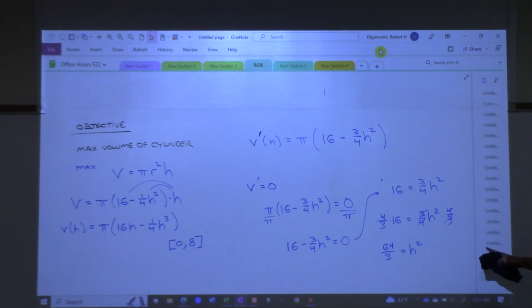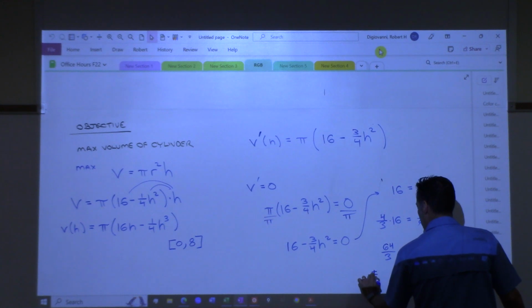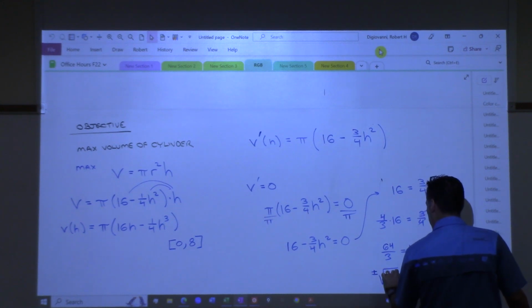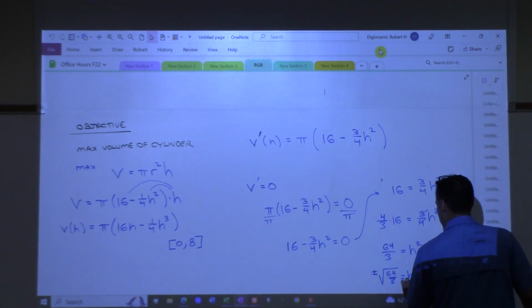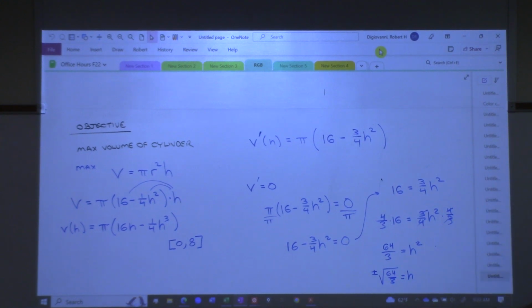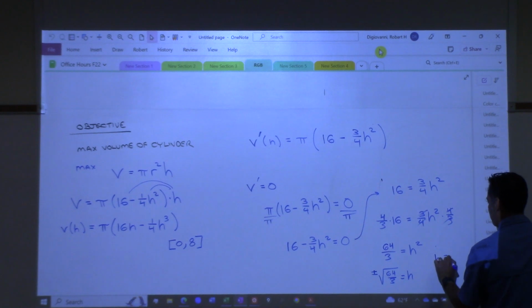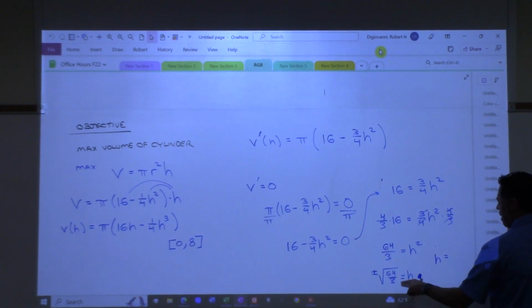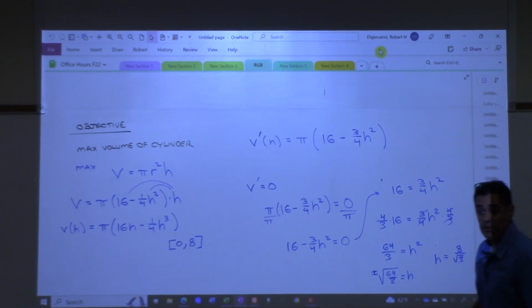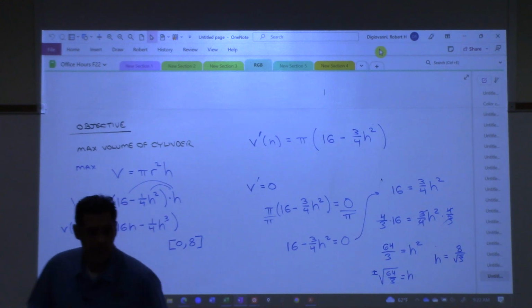All right, square root on both sides. So I'm going to have plus or minus the square root of 64/3 equals h. And I'm going to throw away the negative, because having a negative h doesn't make any sense. So h is equal to the square root of top and bottom. Square root of 64 is 8. Square root of 3 is square root of 3. And then on our calculators, let's get that as a decimal.